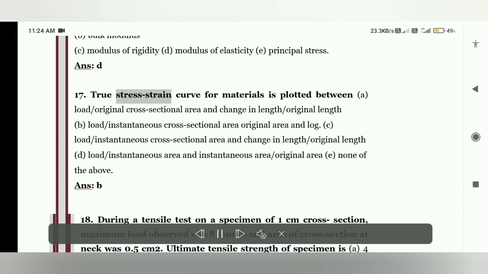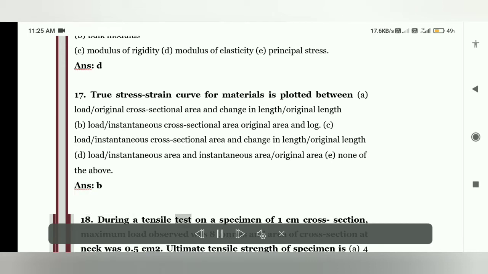17. Stress strain curve for materials is plotted between A, load/original cross-sectional area and change in length/original length. B, load/instantaneous cross-sectional area, original area, and log. C, load/instantaneous cross-sectional area and change in length/original length. D, load/instantaneous area and instantaneous area/original area. E, none of the above. Answer B.